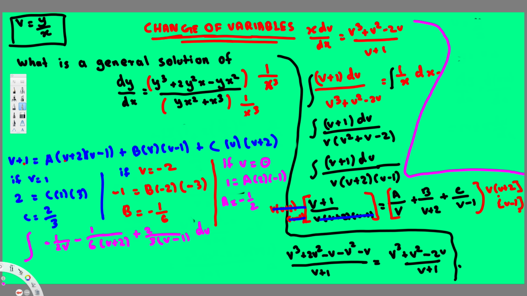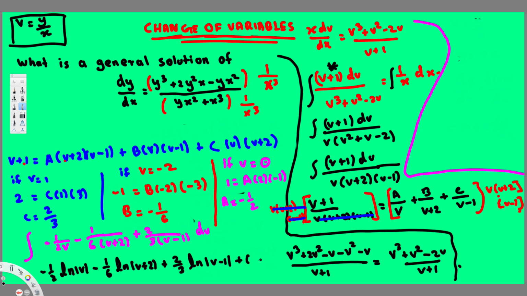Now it's easy. If you do the integration, this is going to be minus half ln of v, and this one is going to be minus 1 over 6 ln of v plus 2, and this is going to be plus 2 over 3 ln of v minus 1 plus constant. Okay, now we have integrated this one, and this integration was equal to this one. So now we are done with this part.